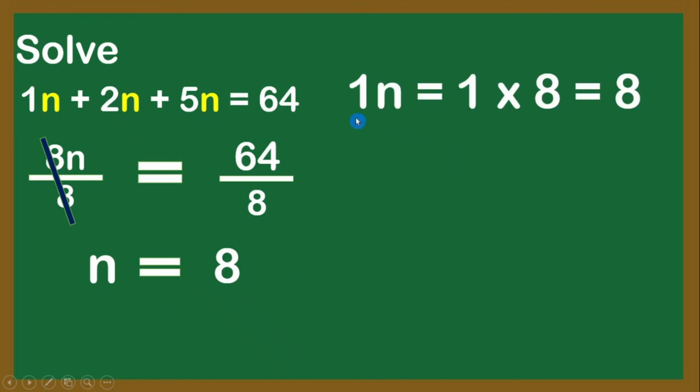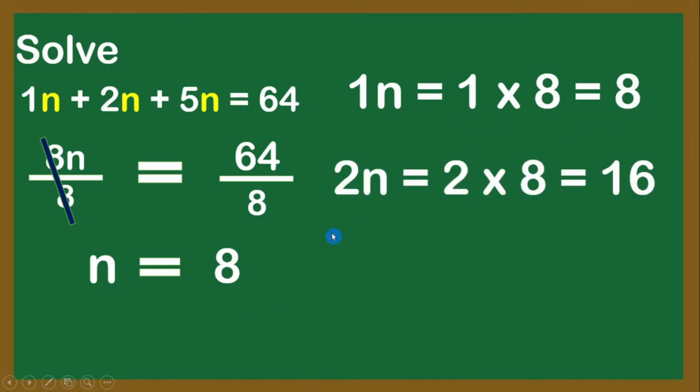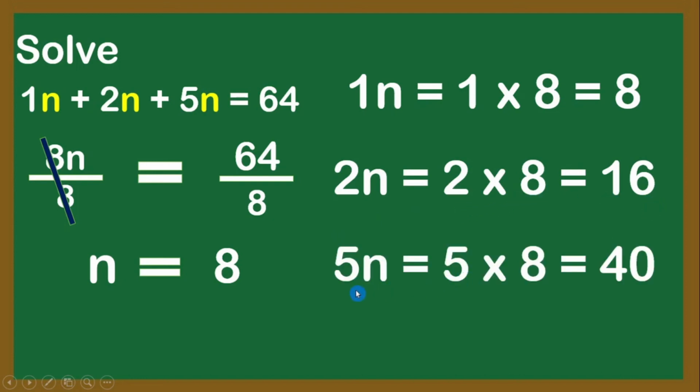So we have now 1n is equal to 1 times 8, which is 8. Then 2n is equal to 2 times 8 equals 16. Then 5n equals 5 times 8 equals 40. To sum it up, we have 8 plus 16 plus 40 is equal to 64. Now, let us have the answer.